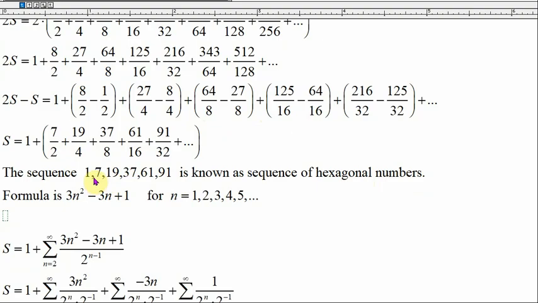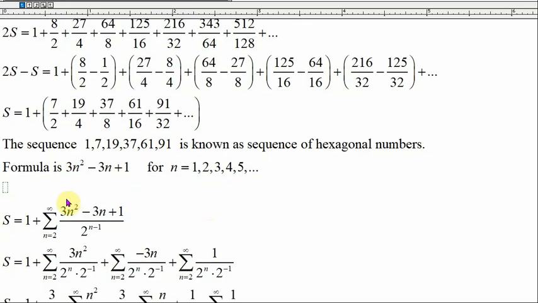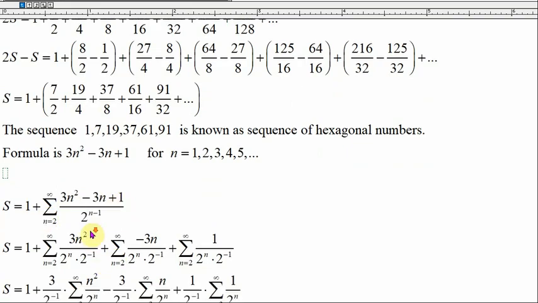And the formula for this sequence here is 3n squared minus 3n plus 1. n starts at 1. So when n is 1, we get 1. When n is 2, we get 7. When n is 3, we get 19, and so on. And so now we can write this sum right here as 1 plus the summation of 3n squared minus 3n plus 1 divided by 2 to the n minus 1.